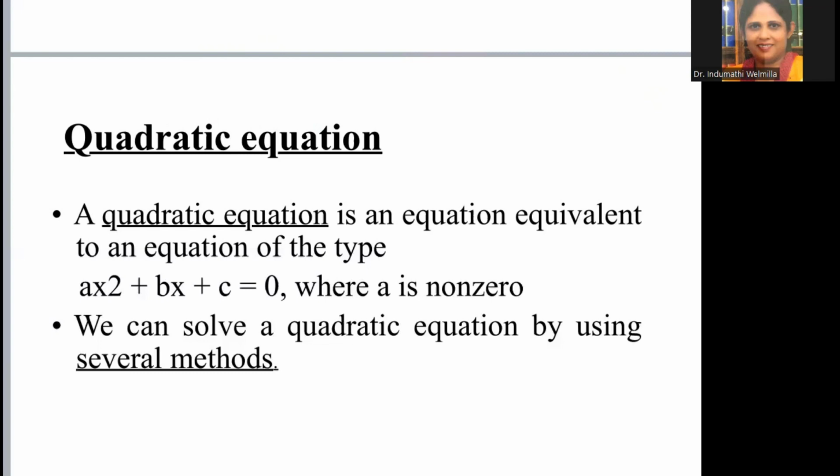Another thing is, with quadratic equations, sometimes in mathematics we have to solve that quadratic type of equation. We can solve quadratic type equations by using several methods.